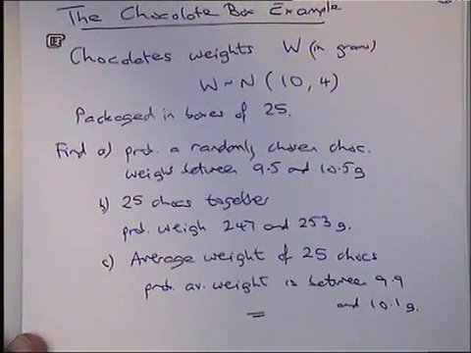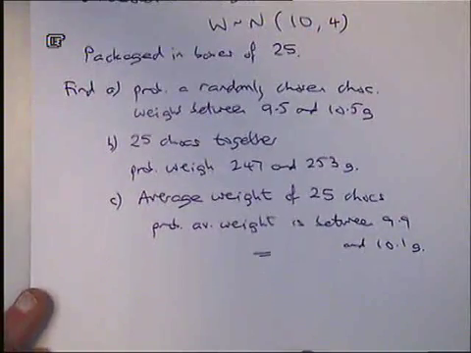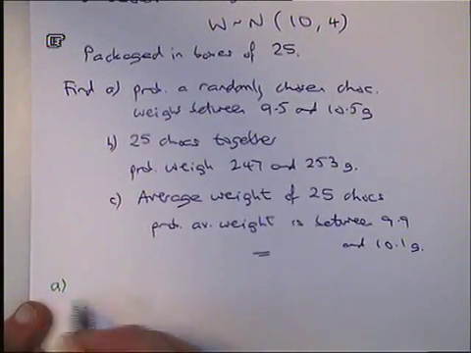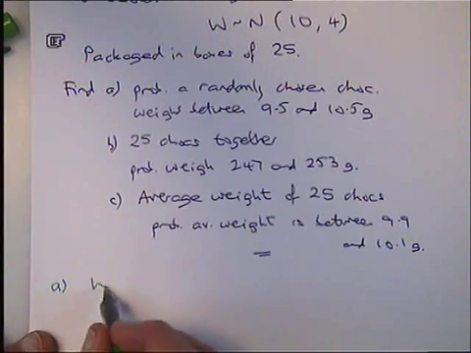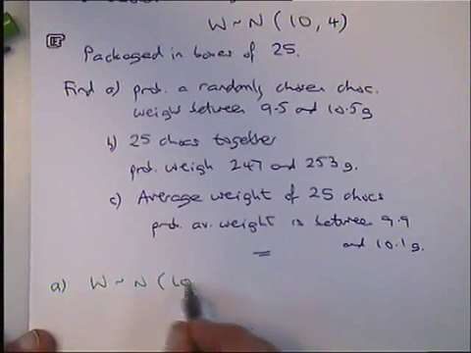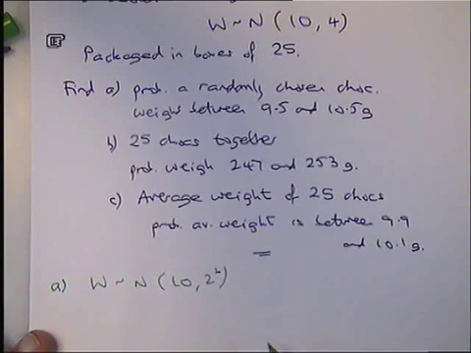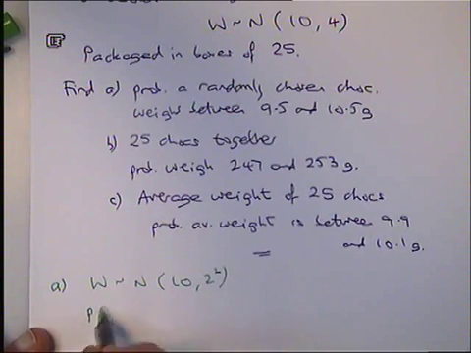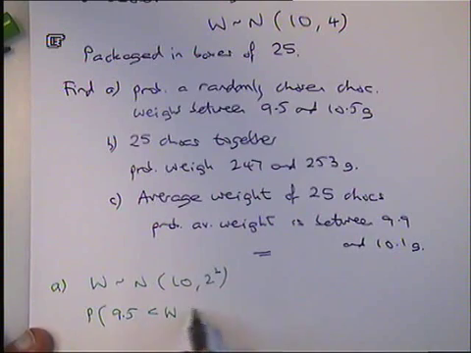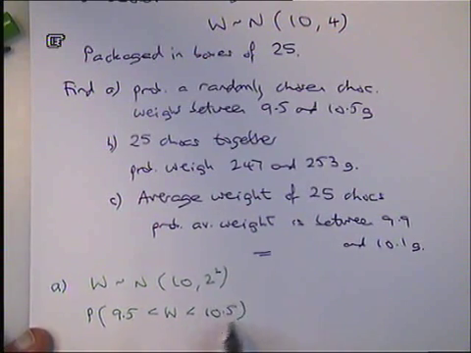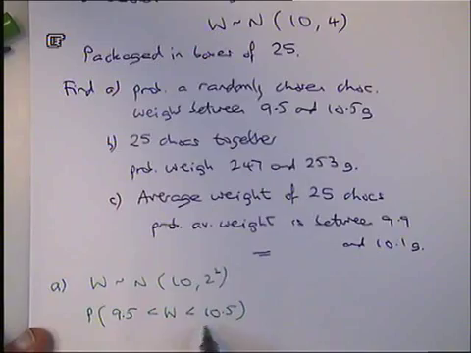So part A is nothing to do with the central limit theorem at all. Part A is just a normal probability question. So if we look at our part A, we've got W. It's normally distributed, 10, and I'm going to write it as 2 squared this time rather than 4, because that gives you my standard deviation. And I want the probability that W lies between 9.5 and 10.5, and this time it really doesn't matter whether you put extra bars on there.